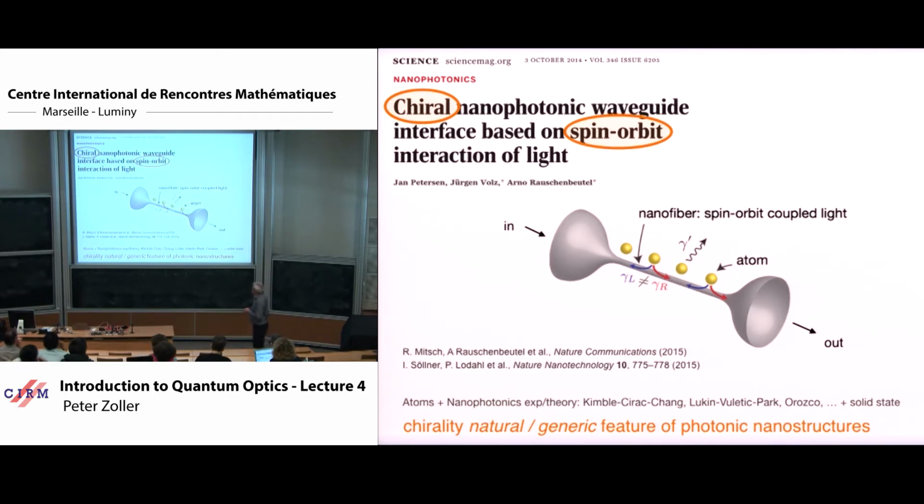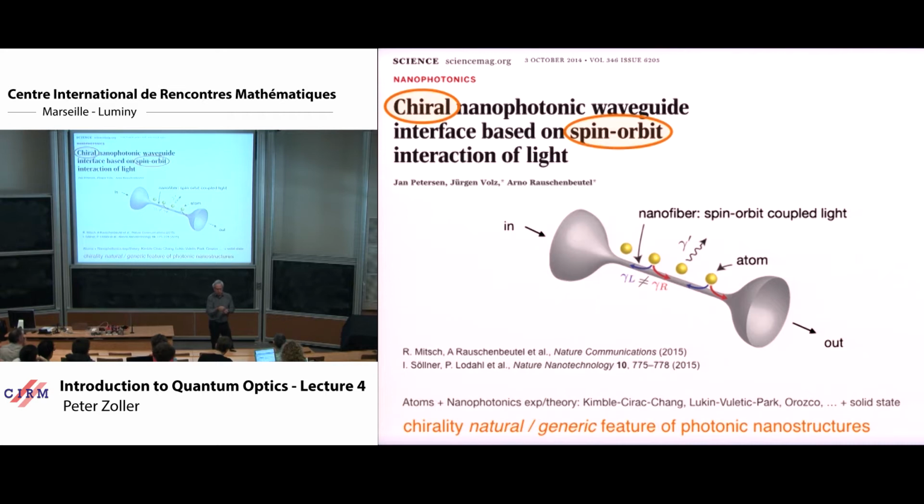What's the reason that, if I have a two-level system with spontaneous emission that goes into the fiber, the photon goes one way but not the other? The reason behind it is actually spin-orbit coupling. It's a purely classical electrodynamics effect. And what is the spin-orbit coupling here? Let me explain it like this: imagine that you have a fiber over here.